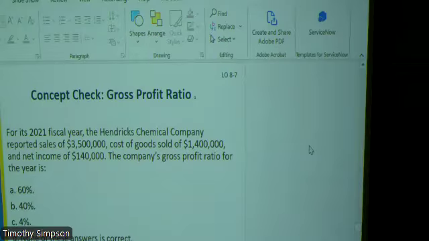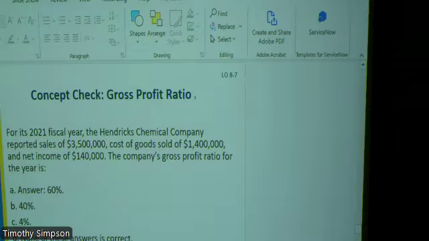Well, all right, so we take net, we're assuming these are net sales, 3.5 million. Cost of goods sold is 1.4, so it's going to be 2.1 million divided by the 3.5 million. So it's going to be 3.5 million minus 1.4 million divided back into that, so it's going to be 60%. So the answer is going to be A. That's the gross margin. Gross margin or gross profit ratio, same term.